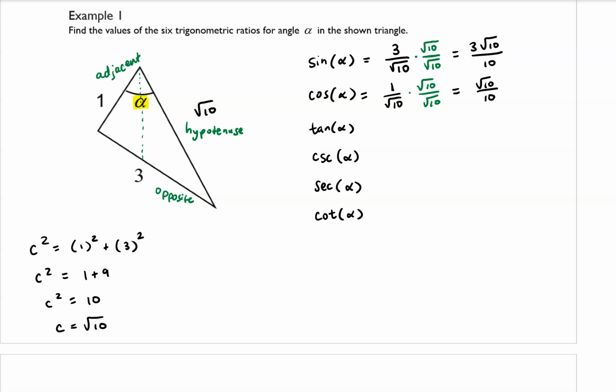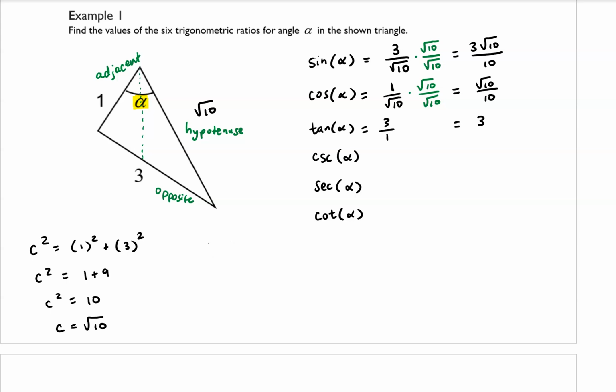The last part of our mnemonic device says Sohcahtoa. So tangent is equal to the opposite length, which is 3, divided by the adjacent length, which is 1, and 3 divided by 1 we could simplify to just 3.